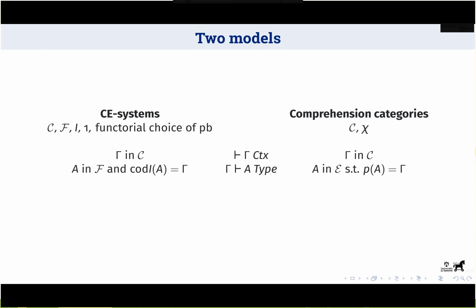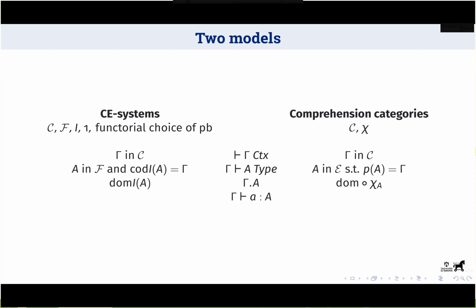So the fibration P, so A is in the P fiber of gamma. What about context extension then? Out of a context and a type, we want to compute some new context. On one side, this is computed as the domain, and on the other side as well. So we can think of both interpretations as being very morphism-like. So really, a type is its context extension.